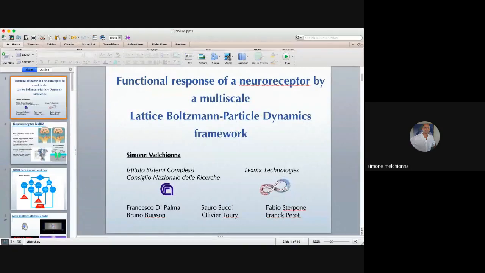I'm very pleased to show you the result of pretty recent research in a, I would say, pretty unexplored domain. We are talking about neuroscience, and we're talking about studying a neuroreceptor, specifically the NMDA neuroreceptor. I will tell you more about what that means. And by using a framework which puts together lattice Boltzmann and particle dynamics.